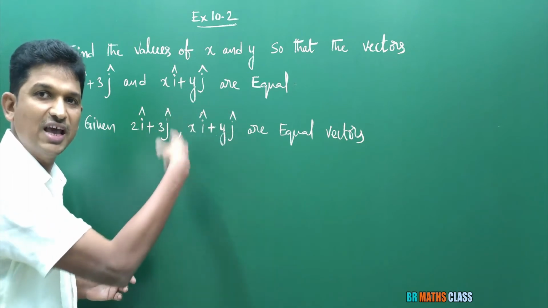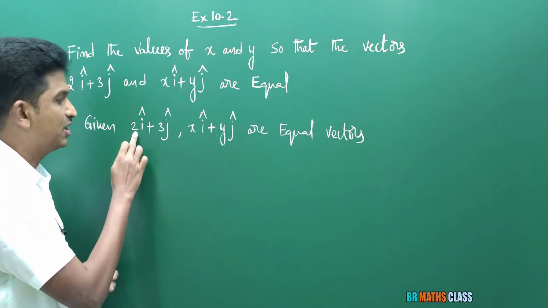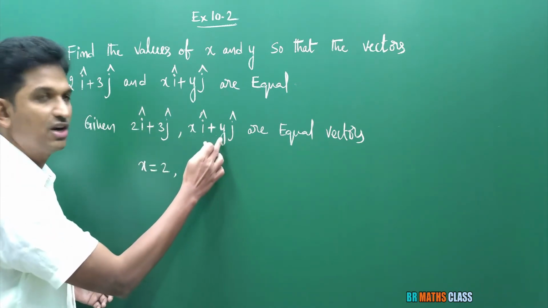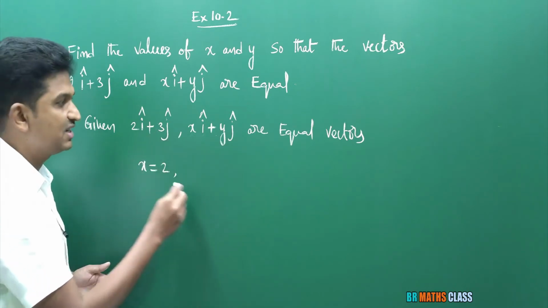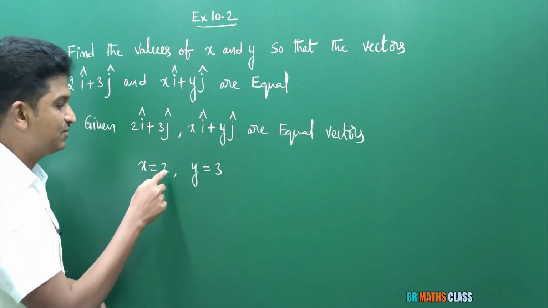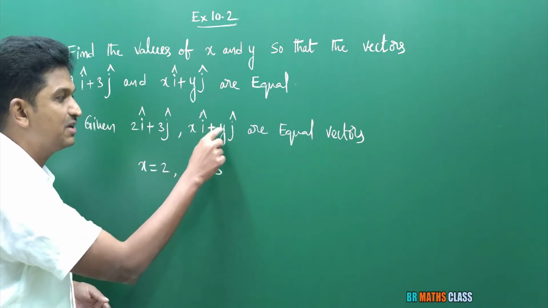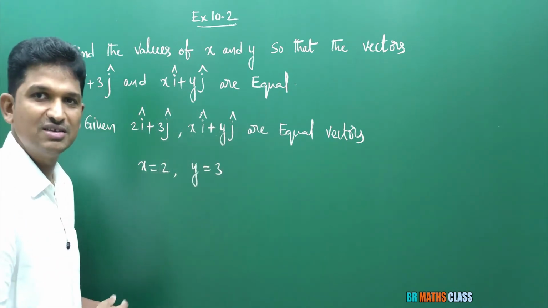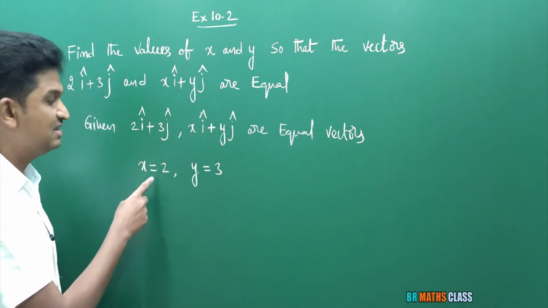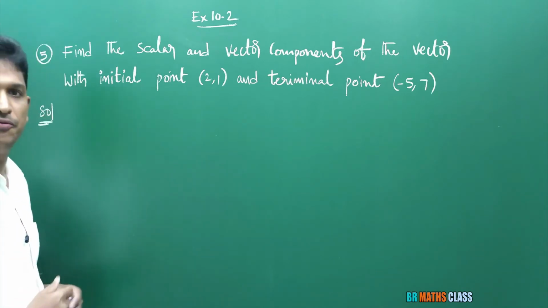You compare the scalar components of these two. You see here the i bar component is x. Here the i bar component is 2. So I'll write x equal to 2. You observe here the j bar component is y. Here the j bar component is 3. So I'll write y equal to 3. In this vector, in place of x you write 2, in place of y you write 3. Then what will this become? This is 2i cap plus 3j cap. Then those two are equal vectors. It is very easy to say. So if these two vectors are equal, what are the values of x and y? x is 2, y is 3. Very simple. Okay.